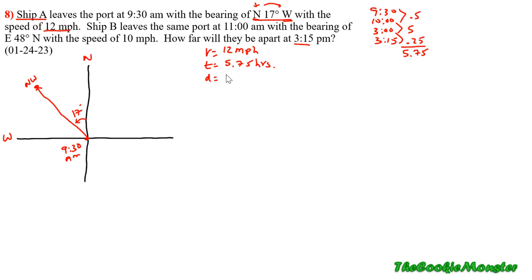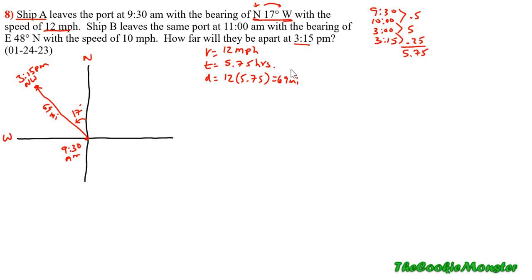Then to find the distance, we simply take the rate and time and multiply them together. And so you will get exactly 69 miles. So now we know exactly how many miles ship A sails. I'm going to label that 69 miles right here. So now we know everything about the first ship, and I also labeled this as 3:15. That's the time right there.